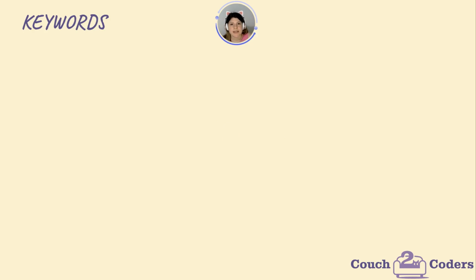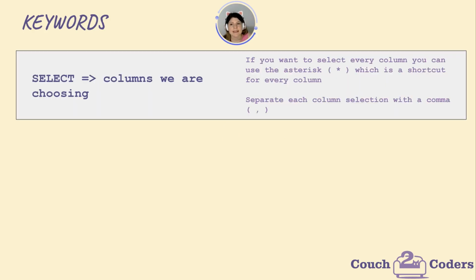So let's go over those keywords in more detail. Select. What select means in BigQuery is it tells us which columns we are selecting or choosing. If you want to choose or select every single column in a table, you can do select asterisk, or as we in the field call it, select star. And that's a shortcut so that you don't have to name every single column. If I do select star, BigQuery knows I want to choose every single column.